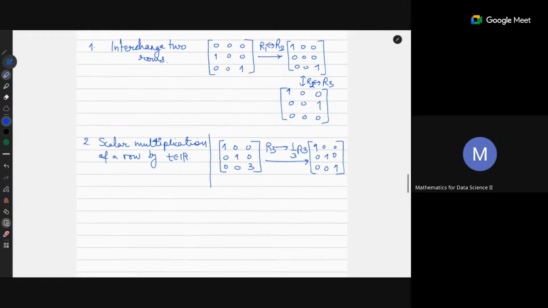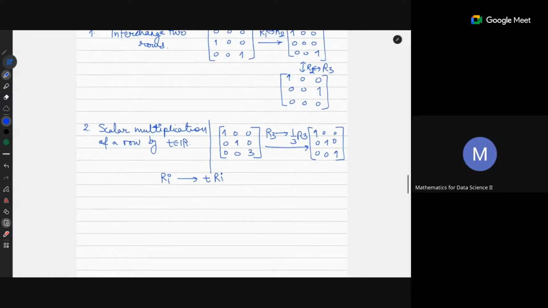So in general, how will you write this? You will write it like Ri changes to some real multiple t times Ri. All right.